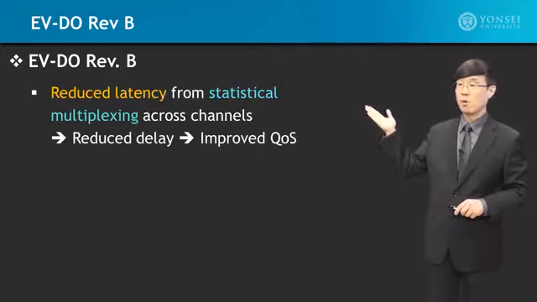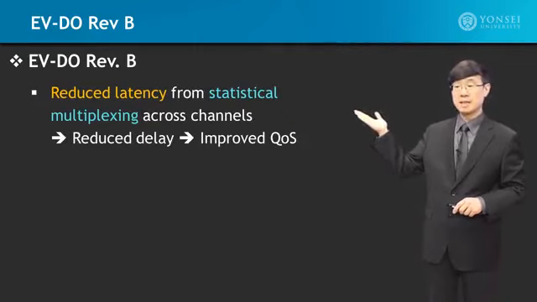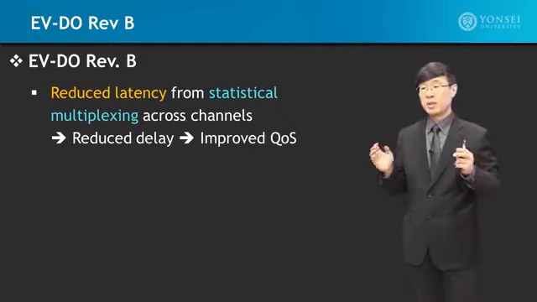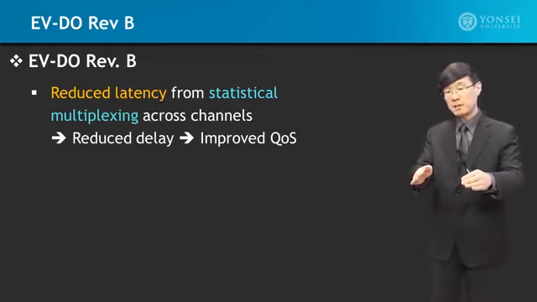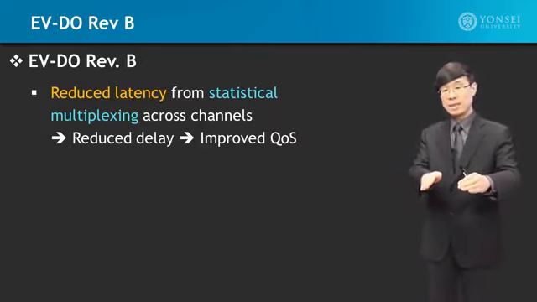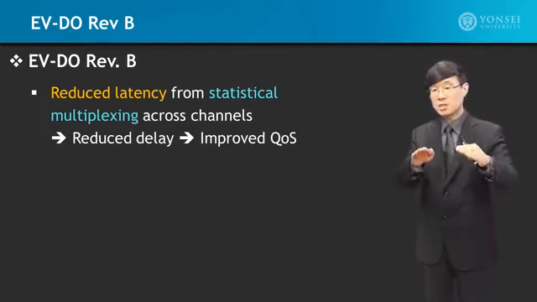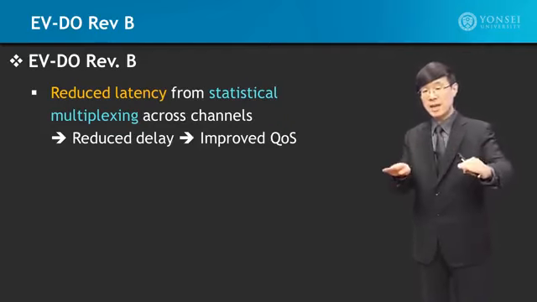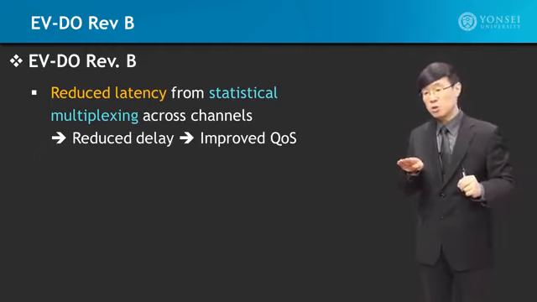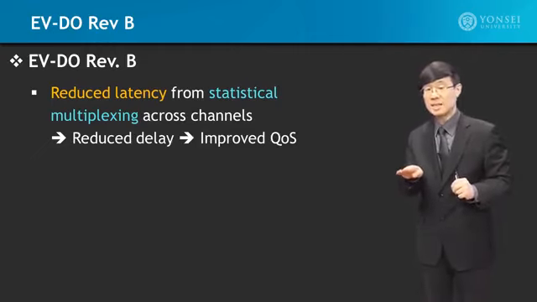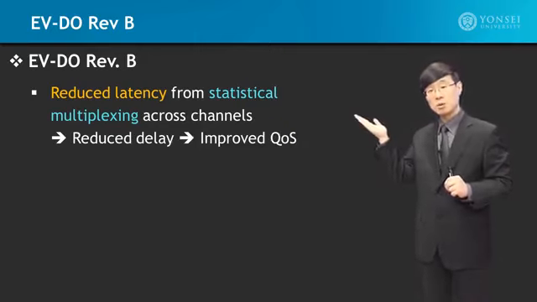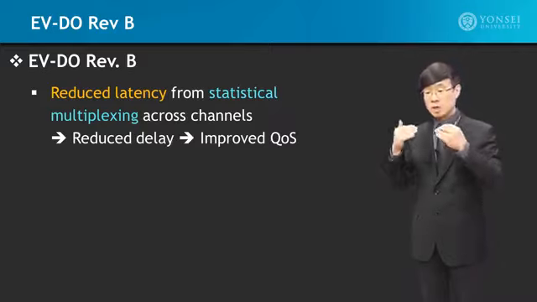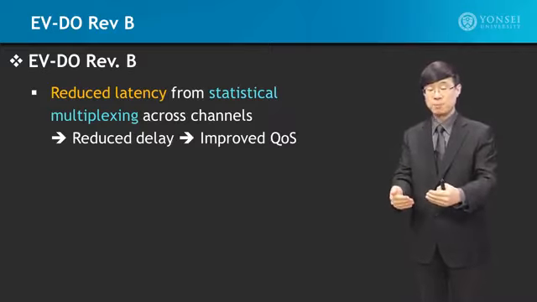EVDO Revision B performs well because it has reduced latency from statistical multiplexing across channels. What that means is that without statistical multiplexing in the former version, when you have multiple channels that needed to send data, they were assigned certain slots, and these slots were dedicated to users. If a user did not have anything to send, that slot would have been empty and wasted.